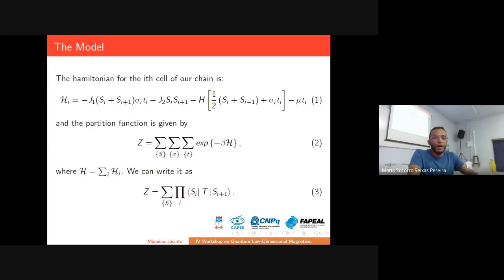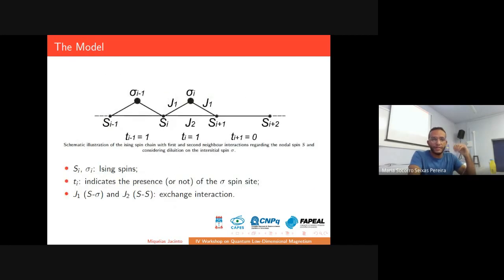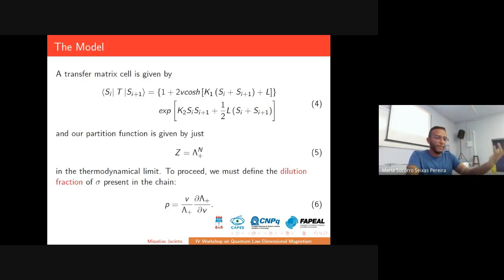The Hamiltonian for the i-th cell of our chain is given by equation 1. And to connect with the thermodynamics at finite temperature, we wrote down the partition function by the transfer matrix technique. The key point of our model is the dilution fraction. Our chain is divided into unit cells that are triangles, and in these triangles there can be a sigma spin or not. The dilution fraction tells us which fraction of the chain has a sigma spin. At finite temperature, the constraint that we have is given by equation 6.